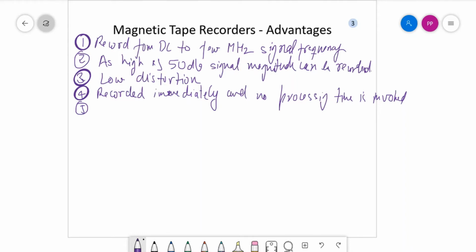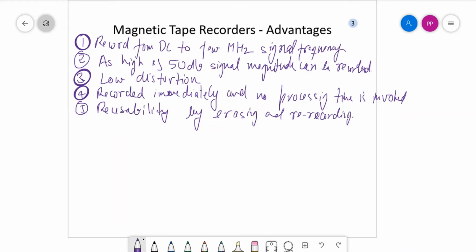The next advantage is that when the signal has already been processed, the tape can be erased and reused, and that also immediately for new data. So the system is reusable, by erasing and re-recording. So this is a big advantage of the tape recording system.